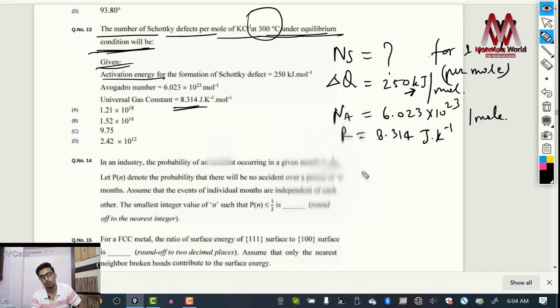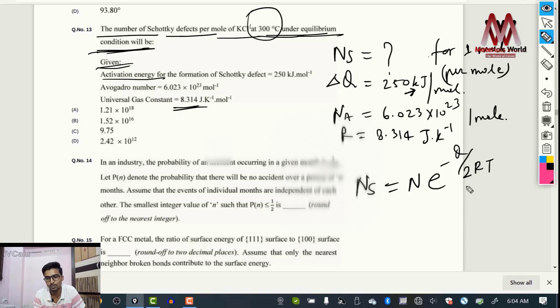First is the formula for Schottky defect. It follows the Arrhenius equation. So Ns is equal to N e to the power minus Q by 2RT. The first mistake students made was they just missed the 2. They wrote Q by RT.